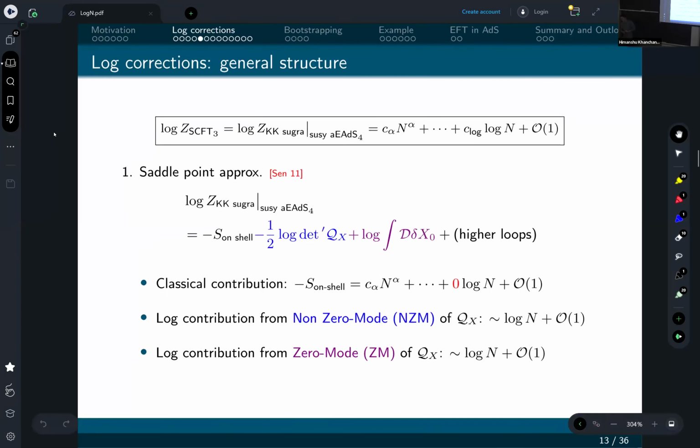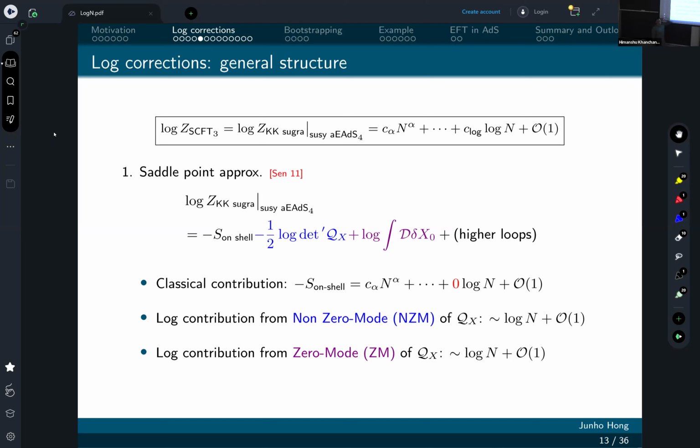And the standard procedure by Sen is to split the contribution from non-zero mode and zero mode. Here, for the non-zero mode blue color terms, the prime means that zero modes are excluded. So now you can evaluate such log of determinant without any problem. Then you have to deal with this remaining zero mode path integral separately. And what Sen found is that non-zero mode and zero mode contributions both start contributing at the logarithmic term, log N order.